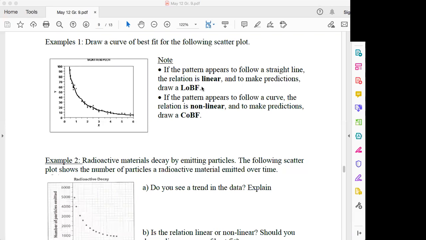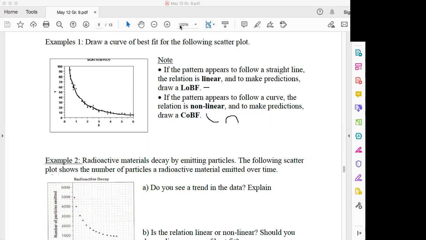Note, if the pattern appears to follow a straight line, the relation is linear, so you would use a line of best fit, a straight line. But in a case like this one, if the pattern appears to follow a curve, the relation is non-linear. To make predictions, you would draw a curve of best fit, exactly like we did here. You would use a curved line like this, or you follow along the points. It could be like this, and so on.